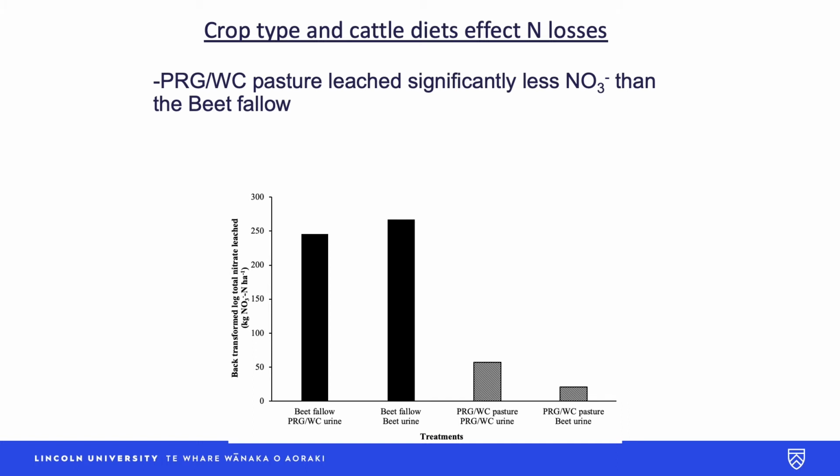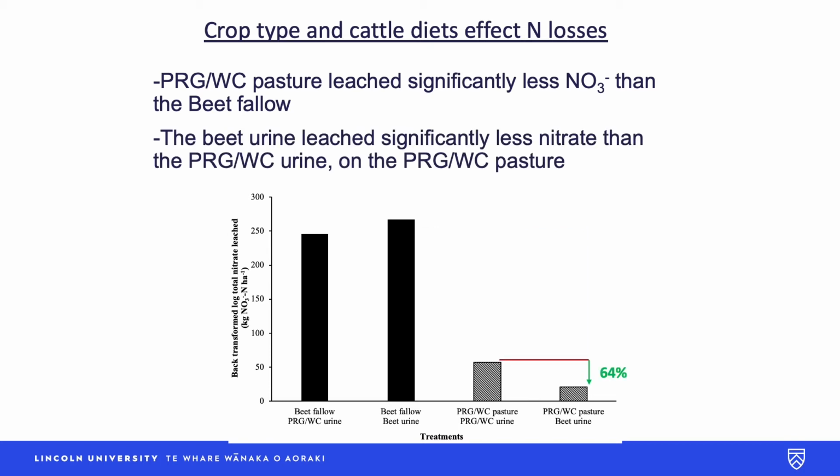So we saw that crop type and cattle diets affect nitrogen losses. We saw the perennial ryegrass white clover pasture leached 77 to 93% less than the bare fodder beet soil. So winter plant growth is really important for reducing nitrogen losses. We also, really interestingly, saw the fodder beet urine, even at the same nitrogen rate, when applied to the pasture, leached 64% less nitrate than the ryegrass white clover urine.